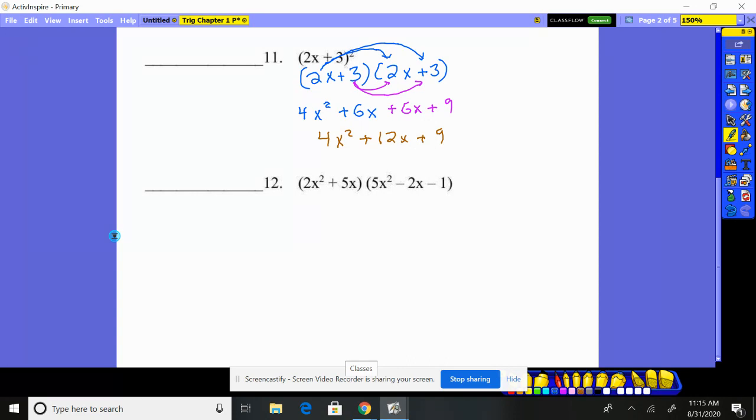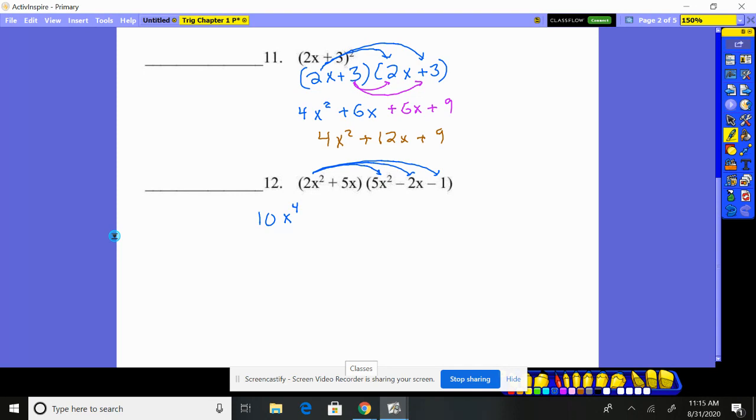Number 12, ooh, this is a little bit more. We have to distribute the 2x squared through to here and to here and to the 1. And then we're going to have to do 5x distributed through also. We have a binomial, 2 pieces, times a trinomial, which has three pieces or three terms. So let's start. 2x squared times the 5x squared. Well, 2 times 5 is 10. So I get 10. How many x's? X squared times an x squared is, you're going to have 4 of them. So that's 10x to the 4th.